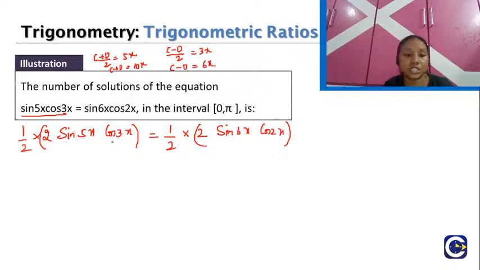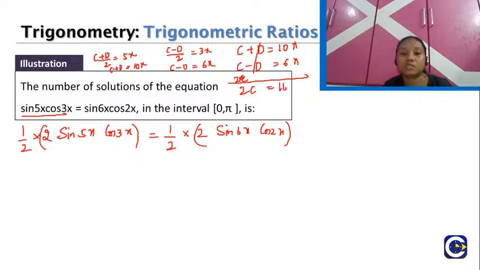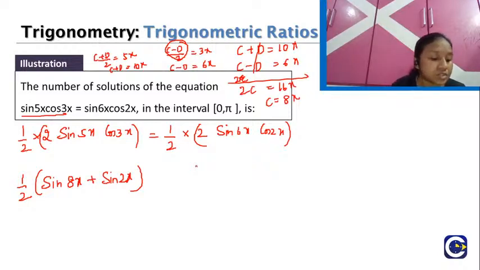So here for this first one, you got the condition, that is C plus D should be equal to 10x and C minus D should be equal to 6x. So simply solve these two equations. So 2C is equal to 16x, so C will be equal to 8x. If C is 8x, then D will be 2x. The RHS terms, the same manner you can apply and get the equations and solve it.